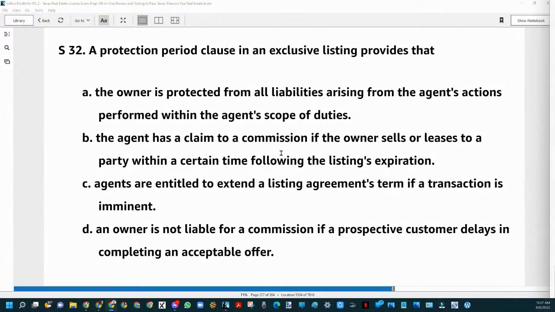Okay, number 32. A protection period clause in an exclusive listing provides that what? A, the owner is protected from all liabilities arising from the agent's action performed within the agent's scope of duties. B, the agent has a claim to commission if the owner sells or leases to a party within a certain time following the listing expiration. C, agents are entitled to extend a listing agreement term if a transaction is imminent. Or D, an owner is not liable for a commission if a prospective customer delays in completing an acceptable offer.